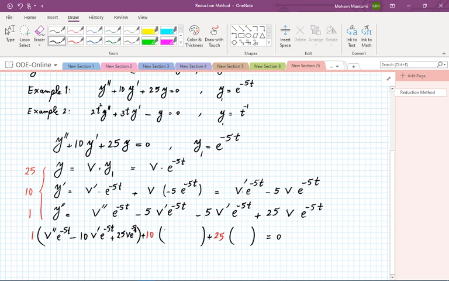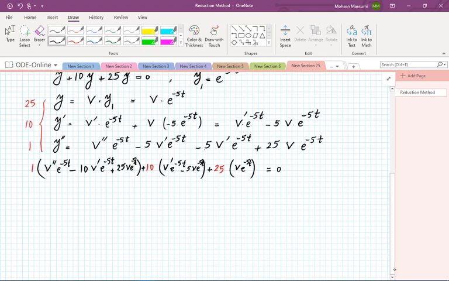10 times this, so that is v prime exponential of minus 5t. And then this is minus 5v exponential of minus 5t. And minus 25 of the original, which is just v exponential of minus 5t. Now I want to simplify this.